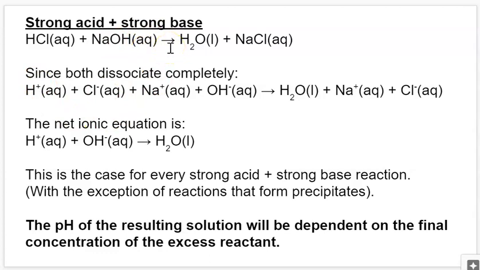If you do a strong acid, strong base reaction, the pH of the resulting solution is always going to be dependent on the final concentration of the excess reactant. Say we have a 1-to-1 ratio here, if they're in equal proportions, the pH is going to be 7 because there isn't going to be an excess reactant. But if one of these is in excess, either the acid or base, we're going to use how much is left over to calculate the pH of the final solution. We'll talk a bit about that in a moment.